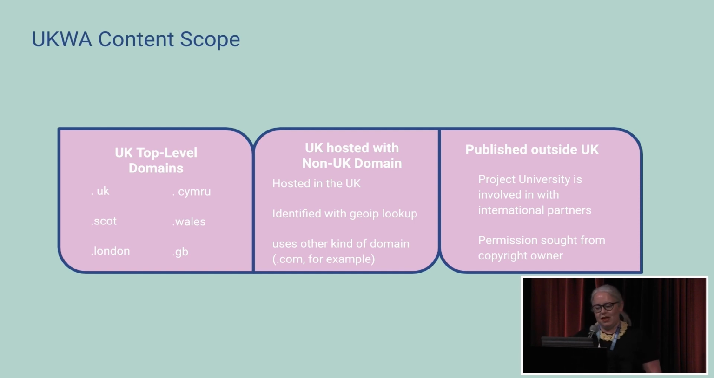UK hosted within the UK, but have a non-recognizable UK domain, as well as published content outside the UK, but where there's a reason to capture it as well to ensure this national collection of archive websites is more comprehensive. So if the university is involved in a project with, say, a university in the States, we could make an appeal or an ask to capture that project website, for example, if it's hosted outside of the UK.